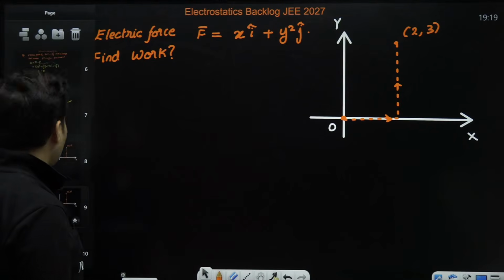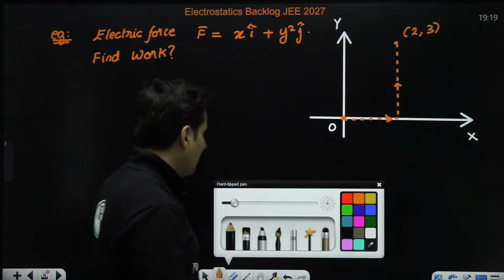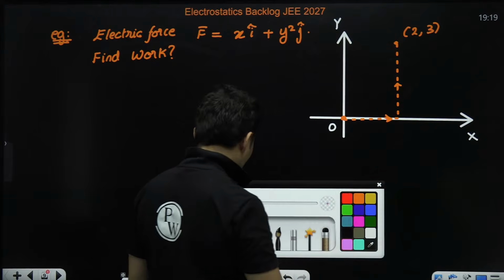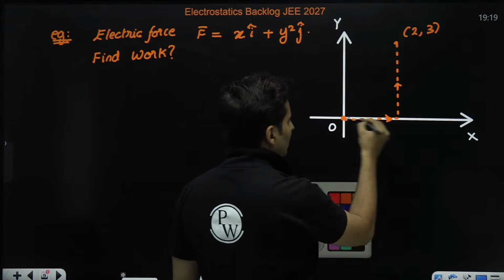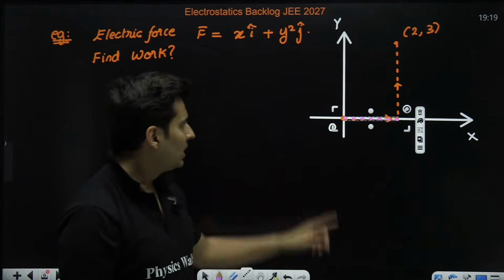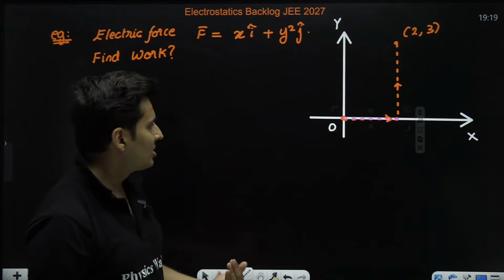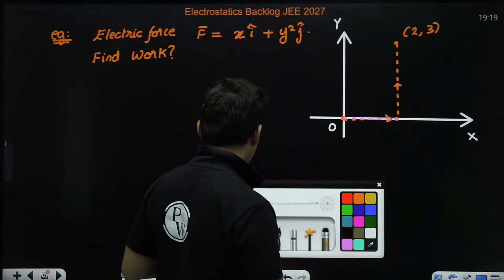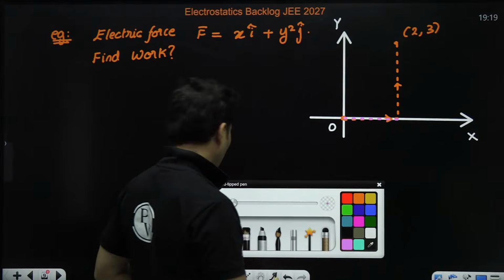First of all, let's see how I am moving. I am moving first here and then I am going here. So let's consider only for now this particular path. Now in this particular path, I am moving along the x-axis. So in this path, can you guess what coordinate is going to be 0 and what coordinate is not going to be 0?